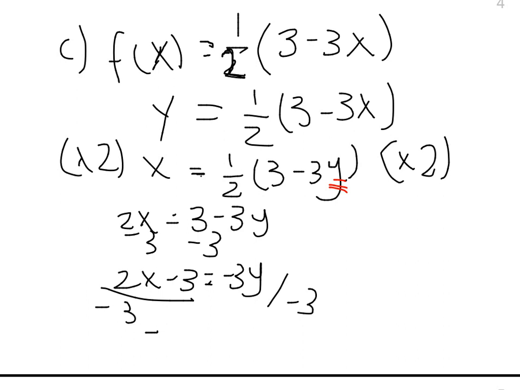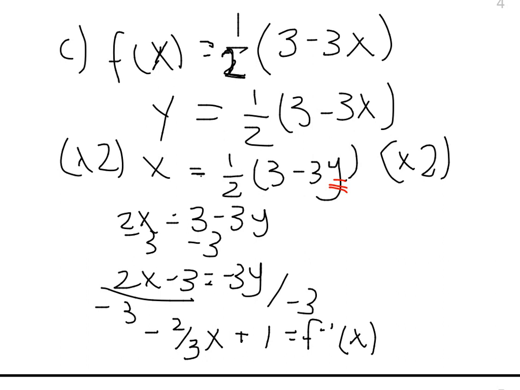So we get negative 2/3 x plus 1 equals y. You may have chosen to rewrite that instead as negative 2x minus 3, all divided by negative 3, and that's fine. Either way, you end up with a function for y in terms of x. We know that this represents the inverse function, so let's rewrite that as f inverse of x.